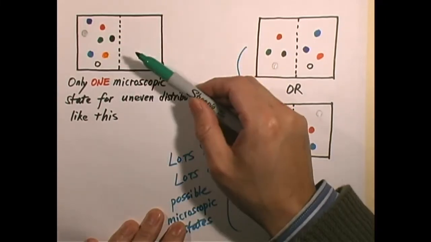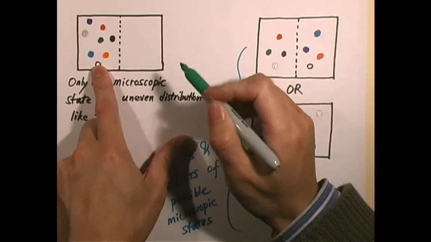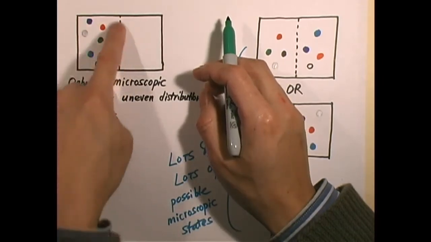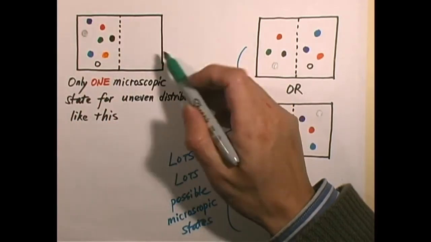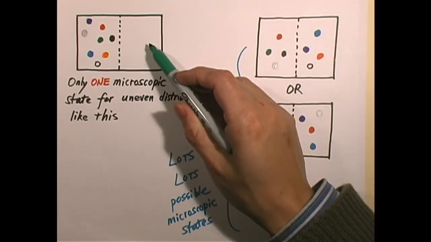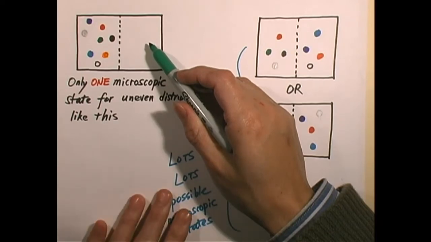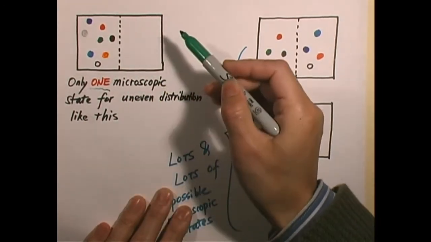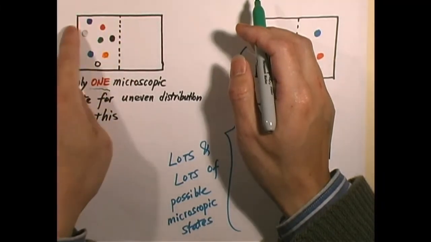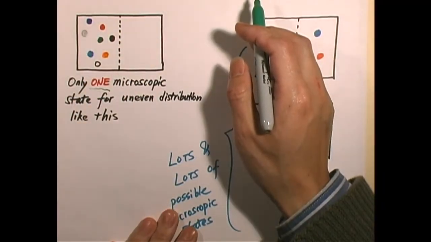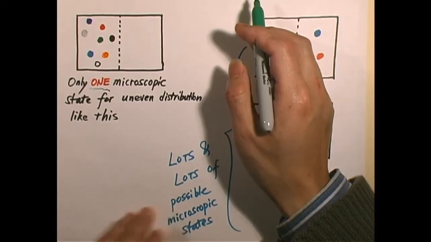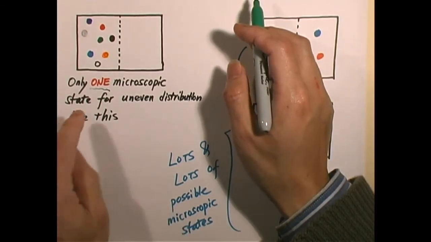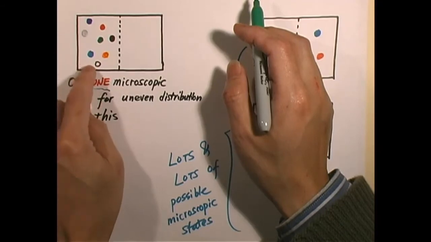There are 8 molecules, and there is only one situation where all these eight molecules are on the left side of the chamber, so the right-hand side has no molecules. To make this happen, all the molecules have no choice but to go to this side. There is only one microscopic state which will give you this totally uneven distribution with nothing on the right-hand side. Of course, is that possible? Yeah, it's possible. But remember, this corresponds to only one microscopic state.